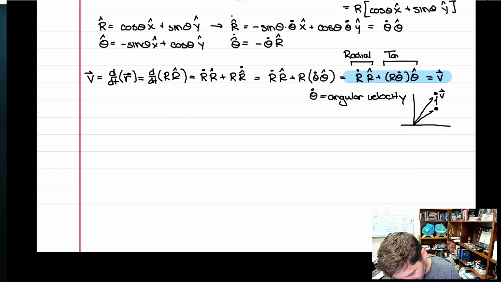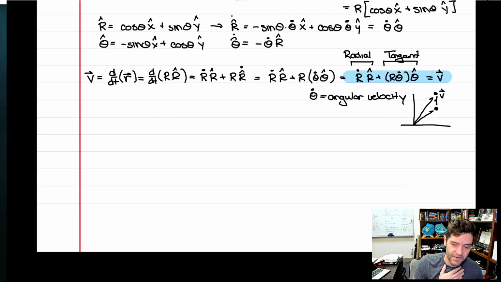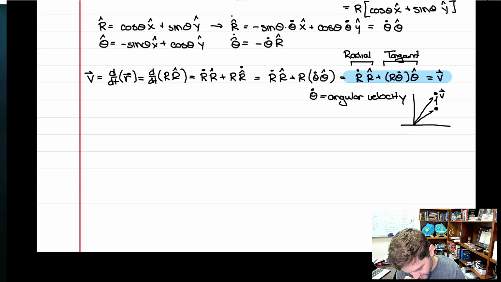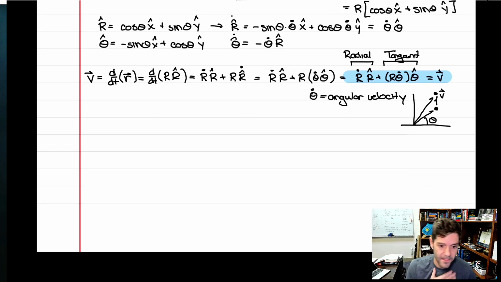And then there's the tangential part, which might be saying something about how it's rotating relative to the axis where theta is defined to be 0, which might be, say, this. So a part that can be getting it closer or farther away from the origin, and a part that might be moving it tangentially around, maybe in a circle, maybe in some other periodic shape.